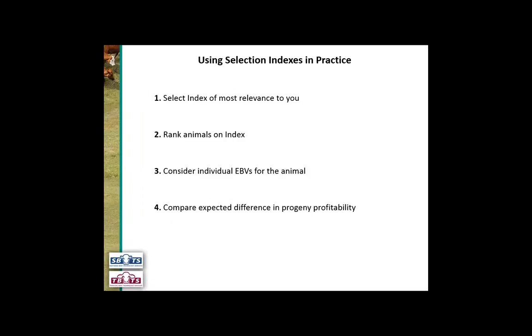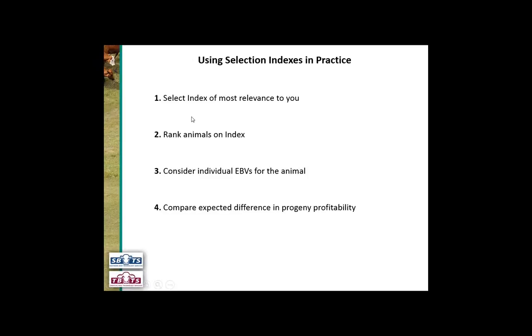So having selected the index most relevant to you, if you had a sale catalogue available or you were looking for sires, you would go onto the website for that particular breed or that particular sale, and you could rank all of the animals in that sale catalogue or all the sires in that breed for the particular index that suits your production system.